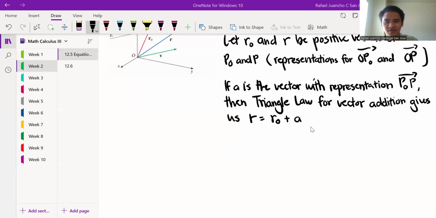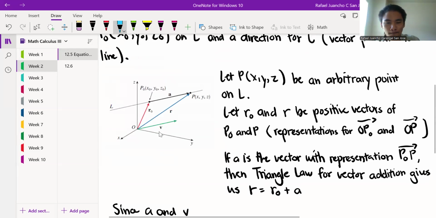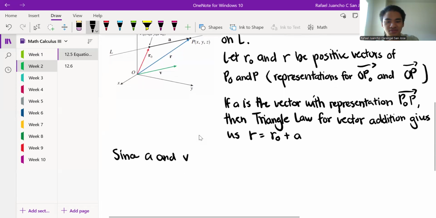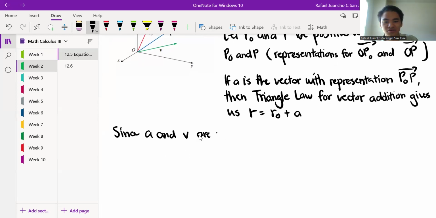Okay. Love this. Since A and V, I wonder where that came from. Oh no, never mind. Love this. This is A. This is V. What do we notice? They're parallel. So since A and V are parallel, I was like, where did V come from? They are parallel vectors.